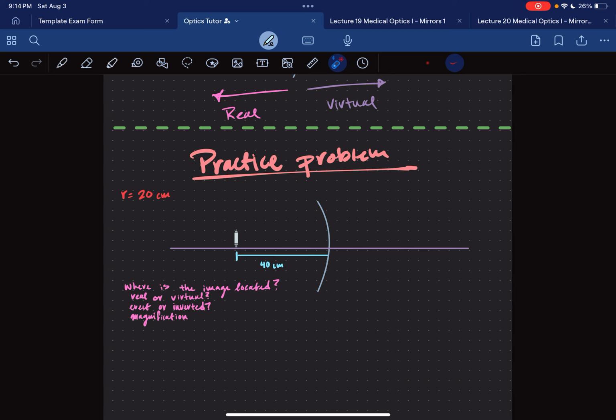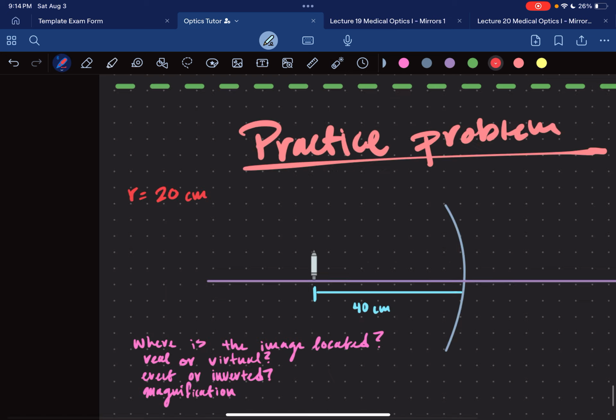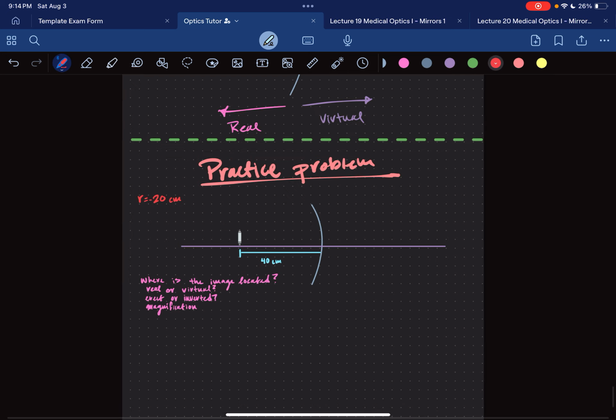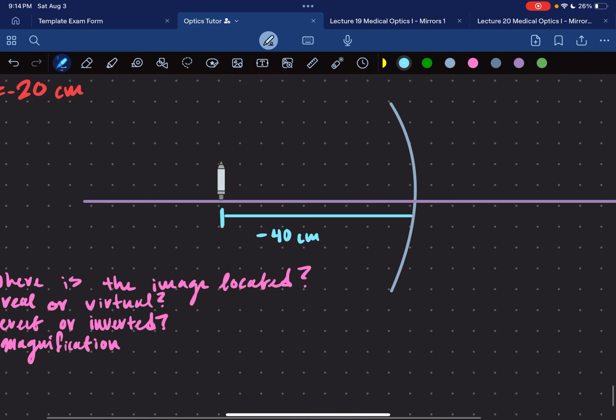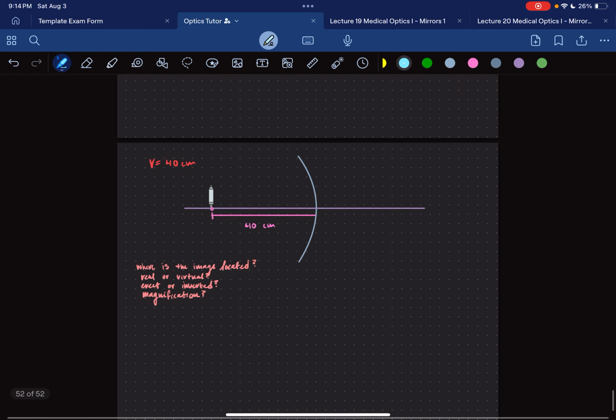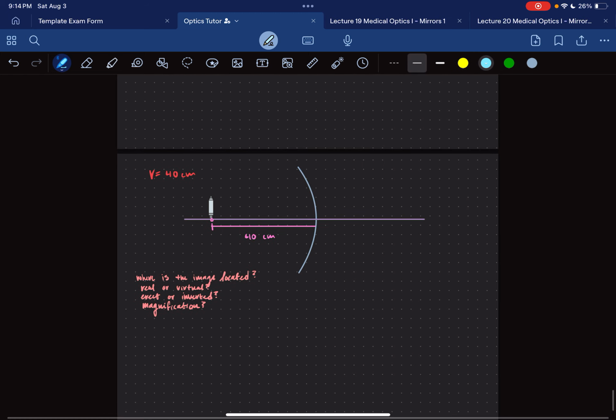We have a mirror with a radius of curvature of, this should be negative. Classic me. This should be negative as well. Double classic. Oh my gosh, don't tell my wife. This one should be negative down here.